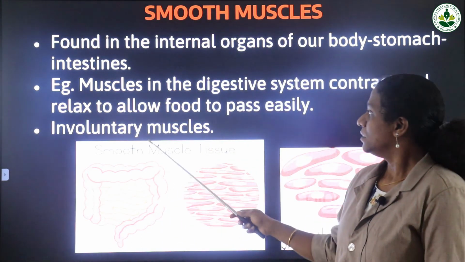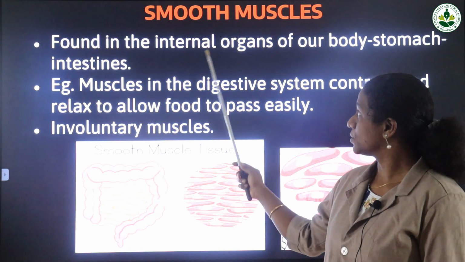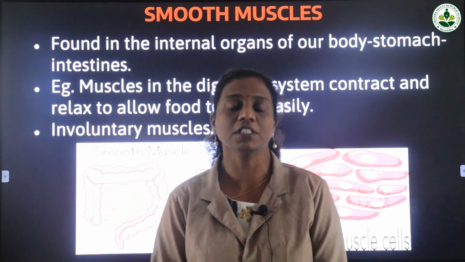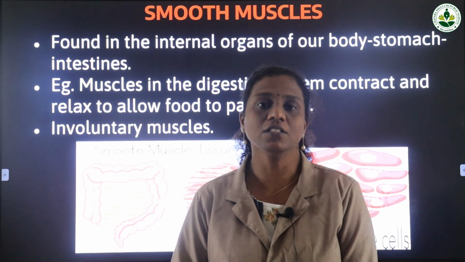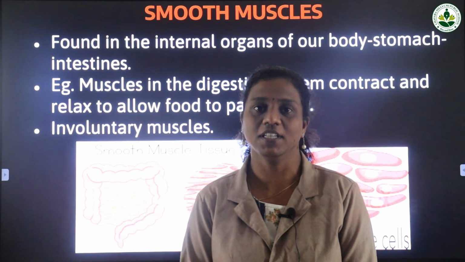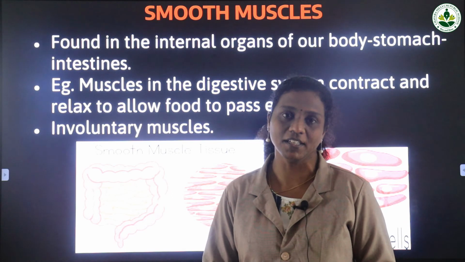They are a good example of involuntary muscles. Smooth muscles are also known as involuntary muscles, because involuntary muscles means that they are not in our control. They work on their own. So smooth muscles are involuntary muscles.